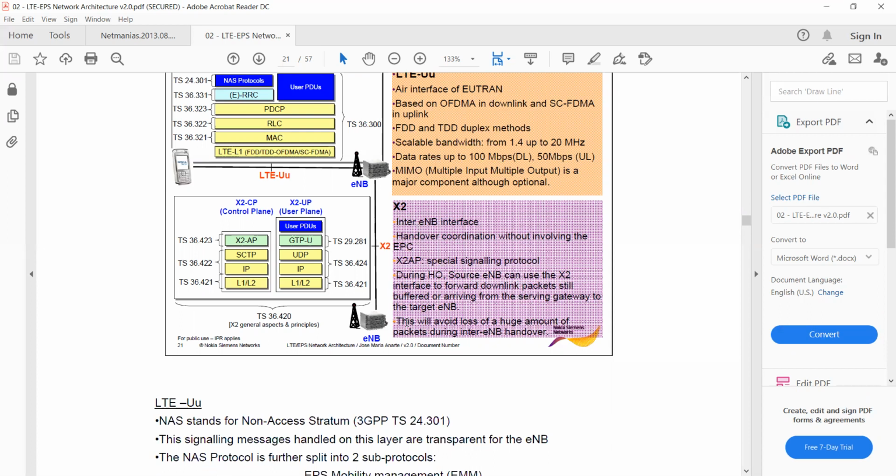One more point you can write: this will avoid loss of a huge amount of packets during inter-eNode B handover.